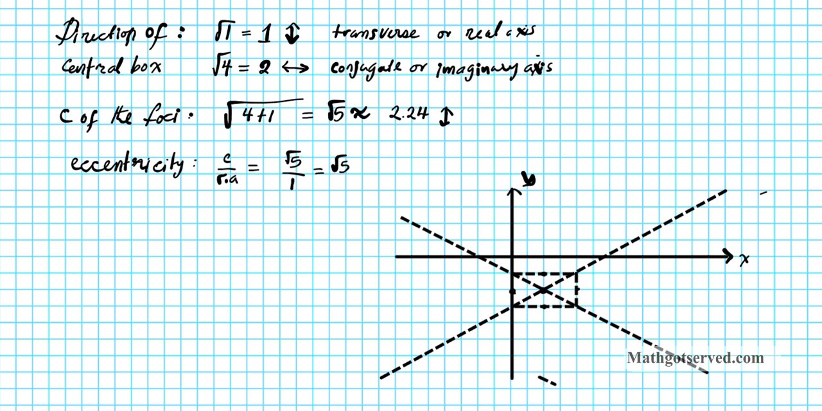Oh, we also have to indicate the opening of our hyperbola. In what direction does a hyperbola open? It opens in the direction of the transverse or real axis. In this case, it's up and down. So the opening is up and down. We're going to have a hyperbola opening upwards and downwards right there.